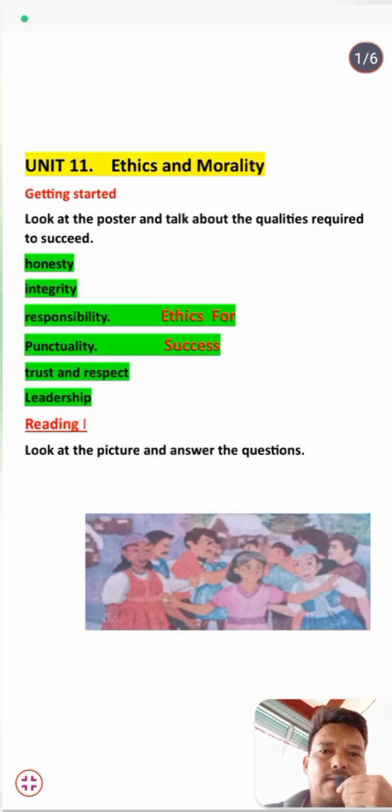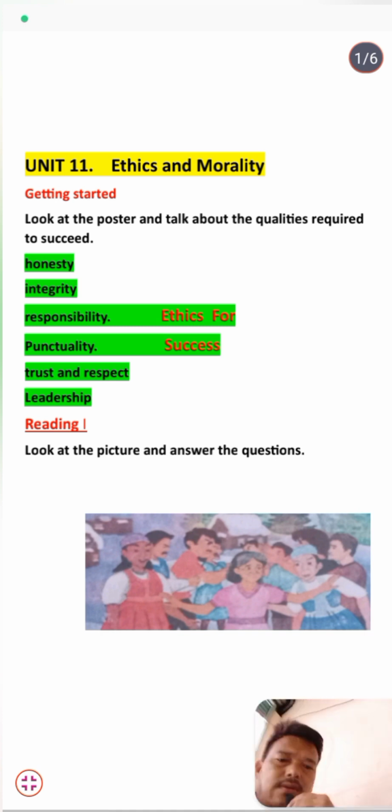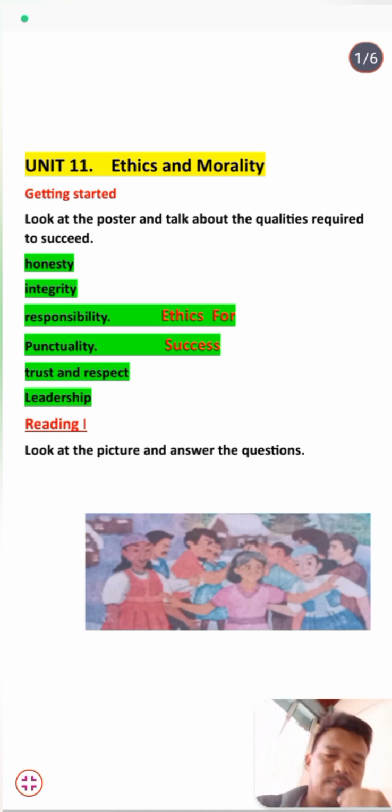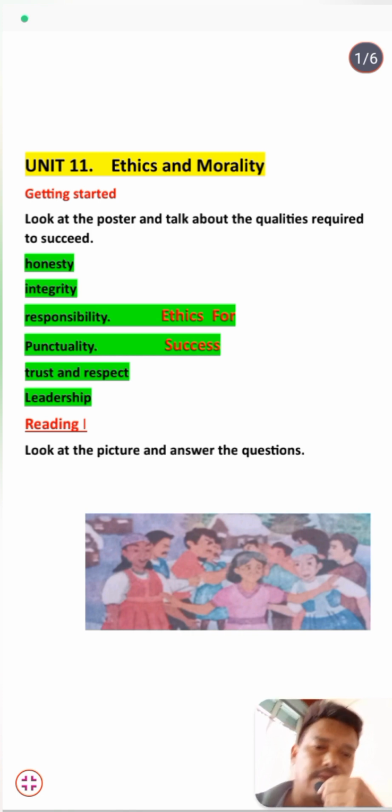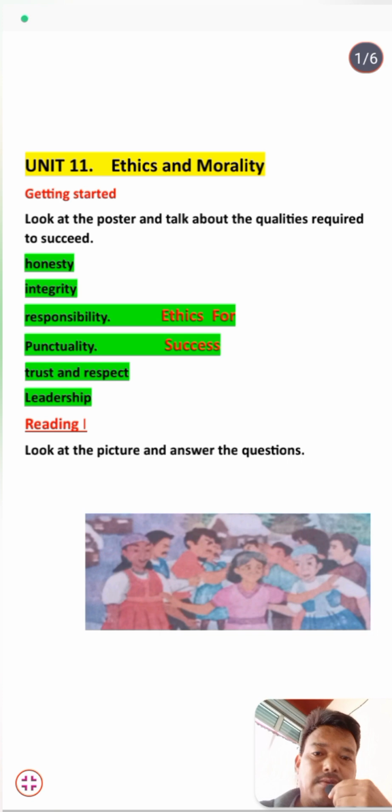And ethics and morality is a principle and code of moral. And all these qualities, students, each and every individual must have to be a successful one in real life. So it's all about your posture, and we have one reading text.